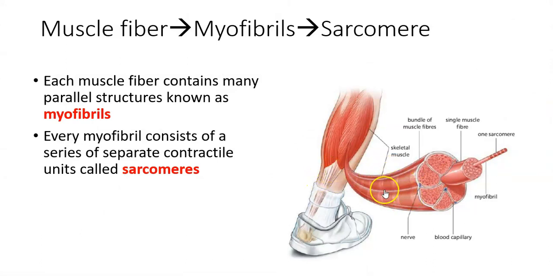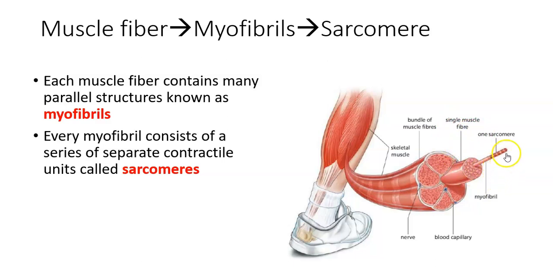This is the structure of the muscle. In total, this is a skeletal muscle, and each muscle fiber contains many parallel structures called myofibrils. You can see the myofibril over here, and each myofibril consists of a series of separate contractile units called sarcomeres. So we have sarcomeres, we have myofibrils, and the collection of these myofibrils makes a single muscle fiber.